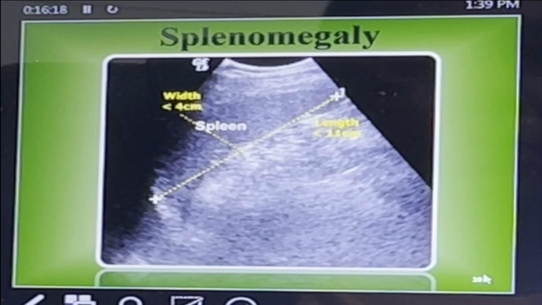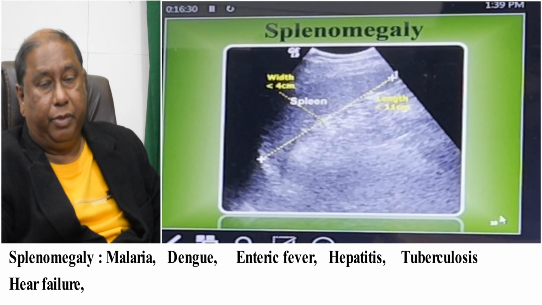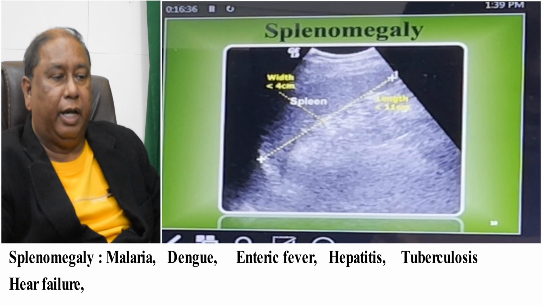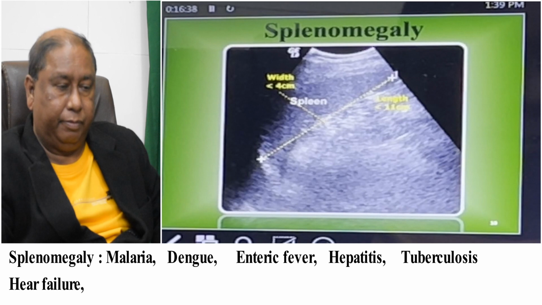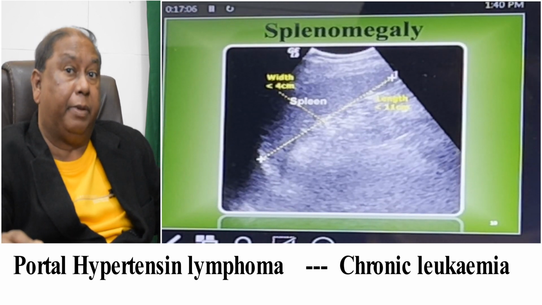Now come to the splenomegaly. Why does splenomegaly occur? It is due to malaria, maybe due to dengue, enteric fever, hepatitis, tuberculosis, heart failure, portal hypertension, lipoma, chronic leukopenia.